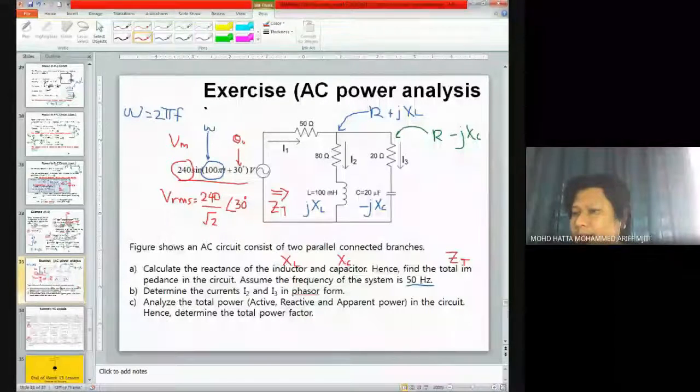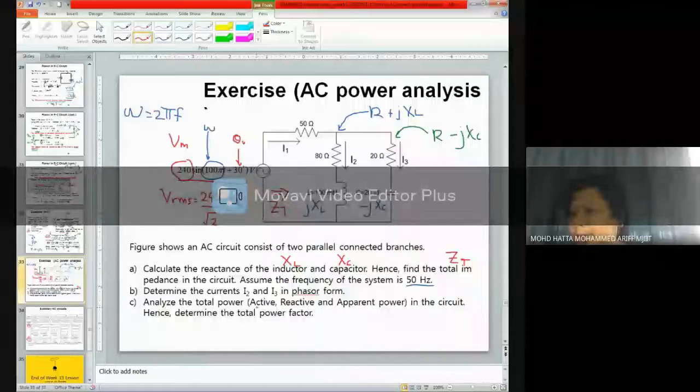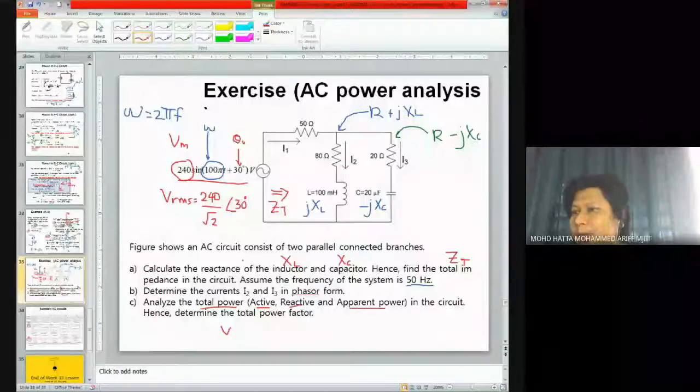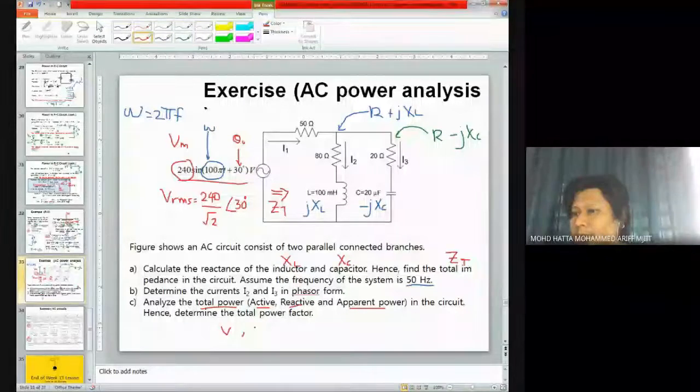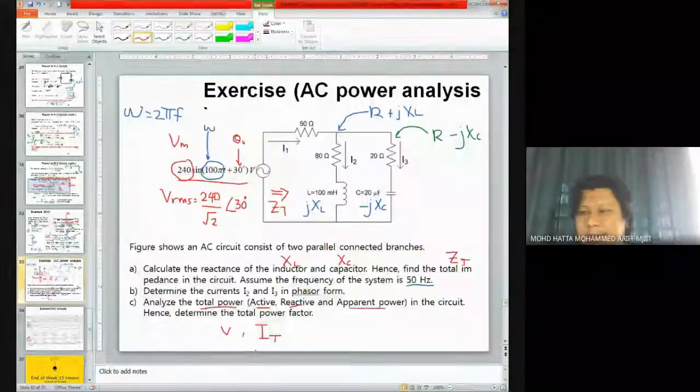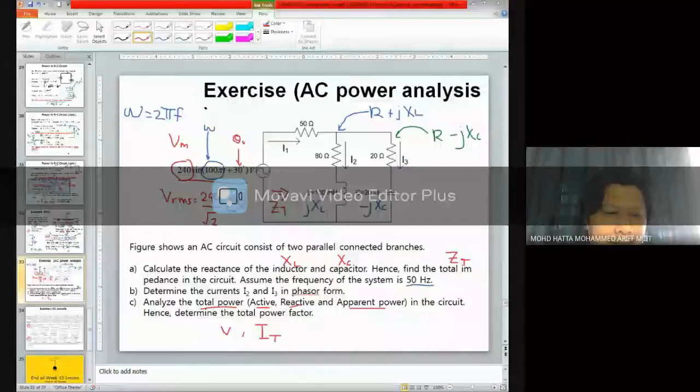And lastly, we need to analyze the total power of the circuit, where we need to calculate the active, reactive, and apparent power. Since the question asks about total power, we need to use the total voltage source and also the total current in the circuit. So let's have a look at the answer of this exercise.